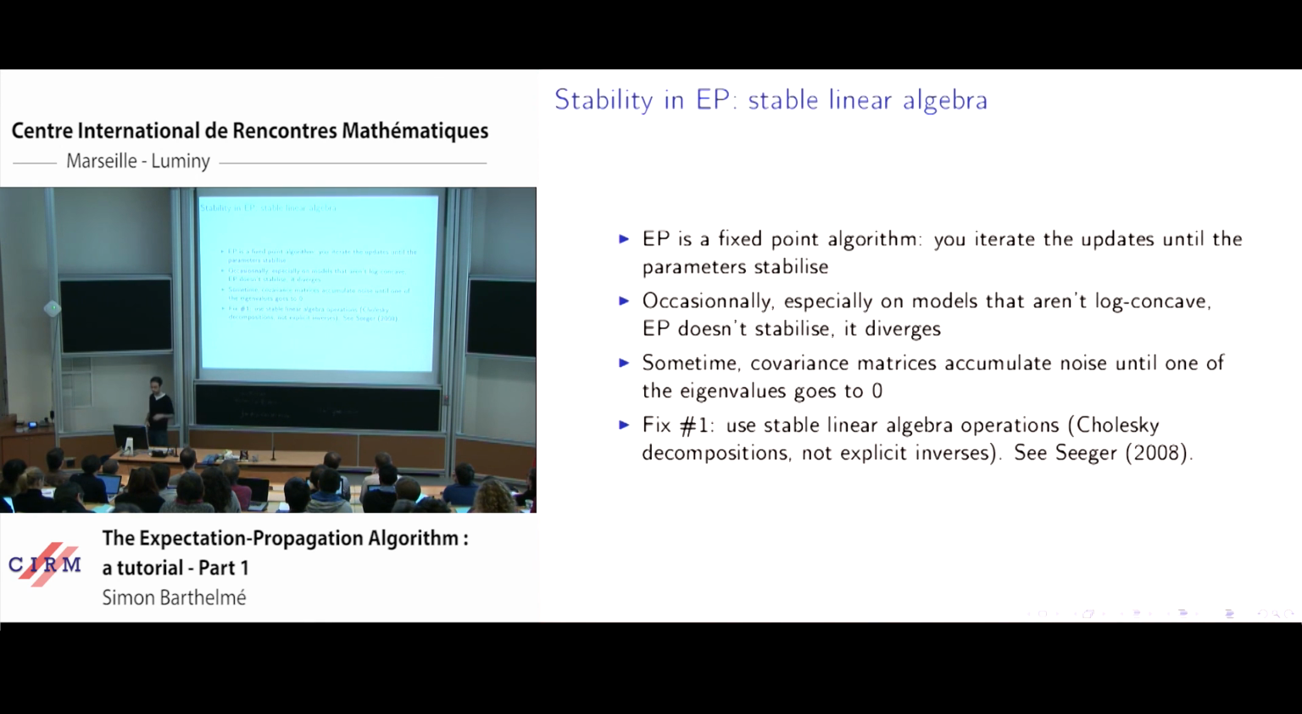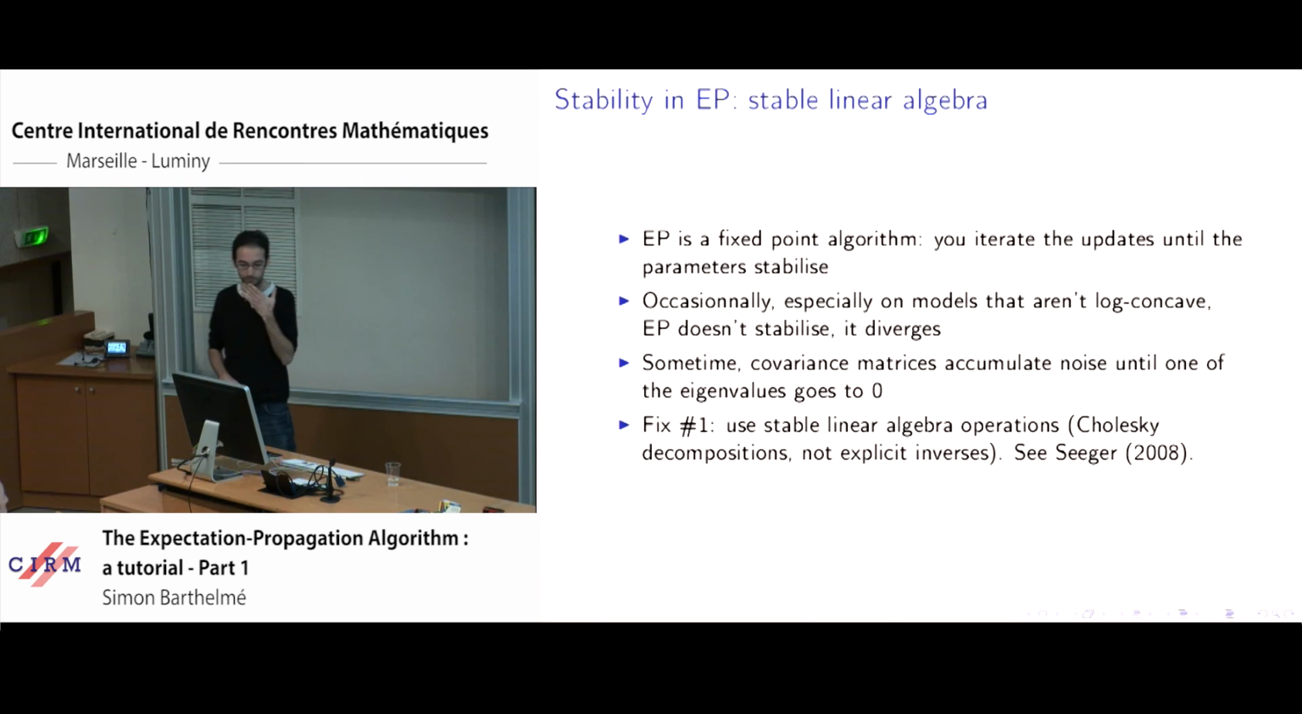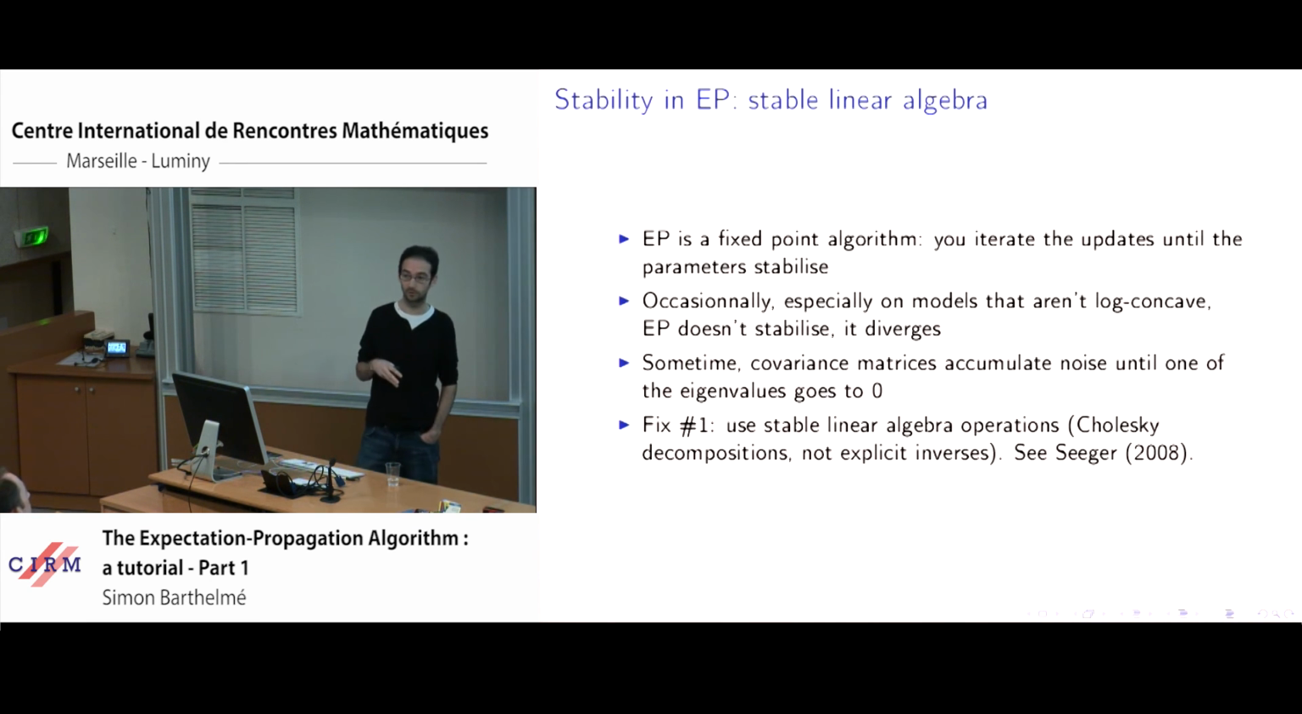So why? Because we can have stability problems. EP is a fixed point algorithm, so you just do the updates until you reach a fixed point, where the updates don't change anything anymore. And occasionally, especially on models that are not concave, EP doesn't stabilize, it diverges. And Guillaume mentioned that yesterday. You get EP just blows up, essentially.